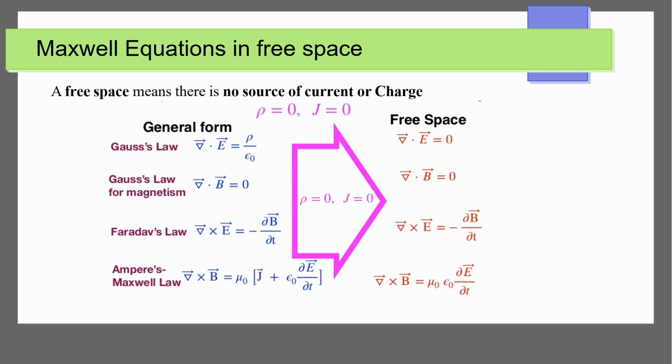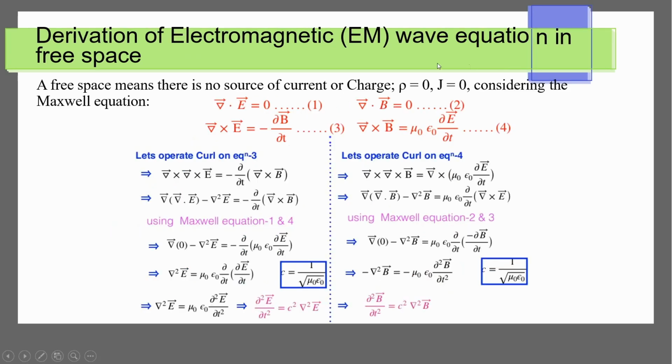So what insight we get from these equations when we express them in free space is that Maxwell's equations predict that electric and magnetic fields can sustain each other and propagate as waves. The solution to these equations can describe electromagnetic waves such as light, which is the speed at which all electromagnetic waves travel at. So now we'll be deriving the electromagnetic wave equation in free space.